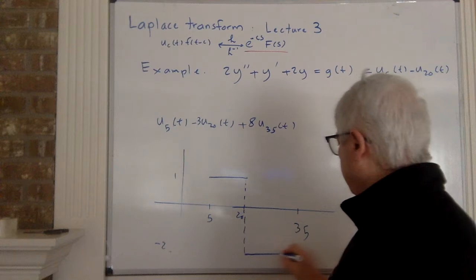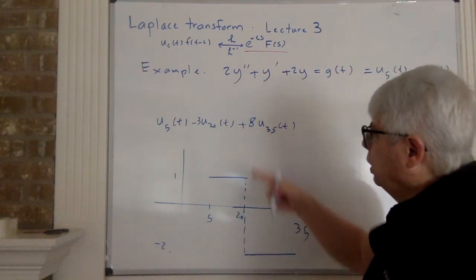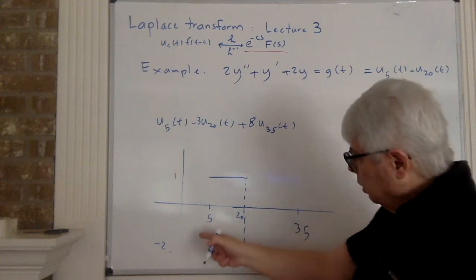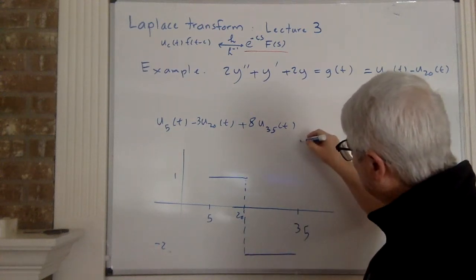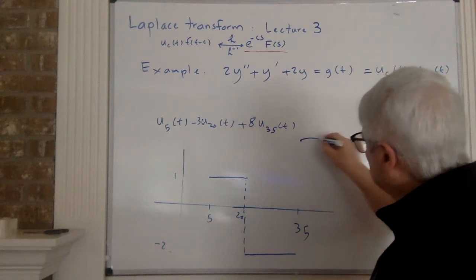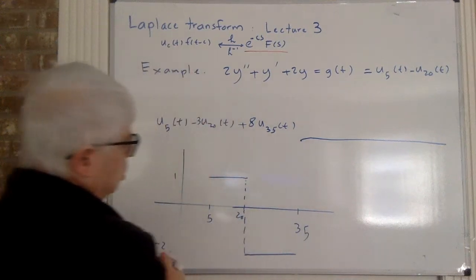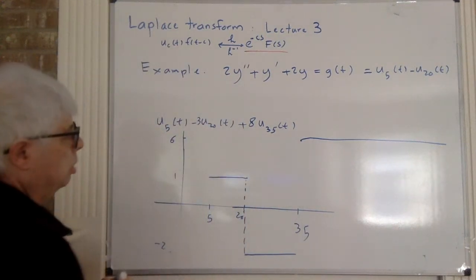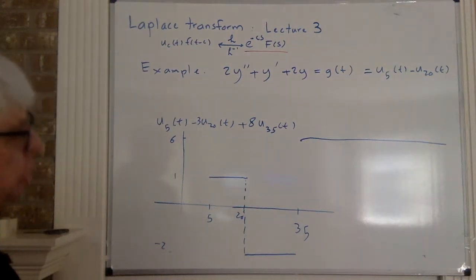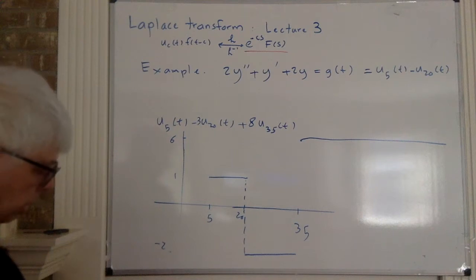At 35, you're at minus 2, then you go up by 8. So 8 minus 2 is 6, so you go up by 6. You continue to infinity, because there's nothing to make this 0, so it stays at 6. Okay? So these combinations can give you amazing results.